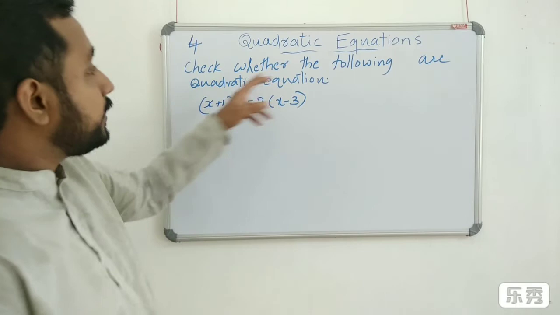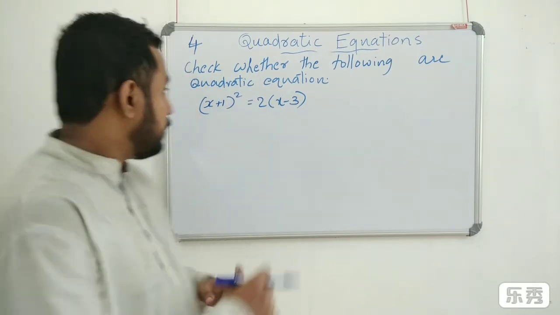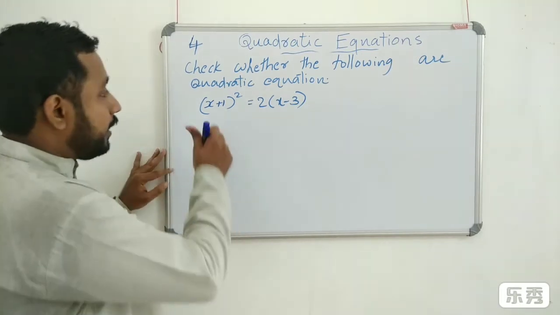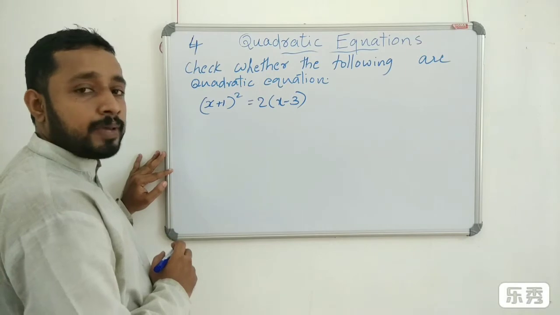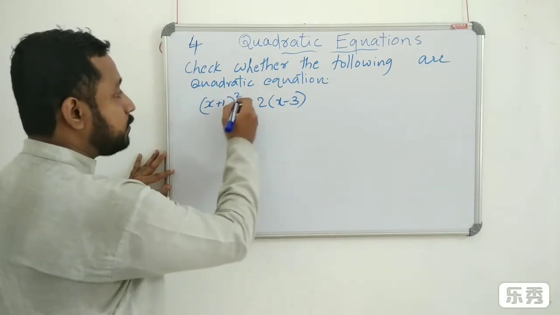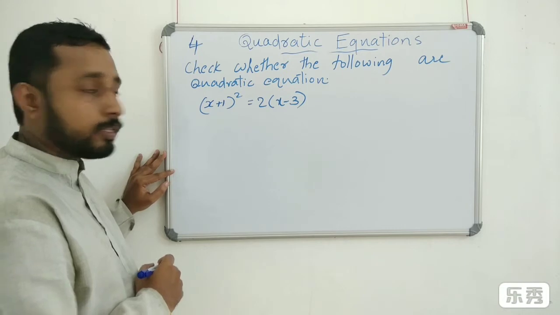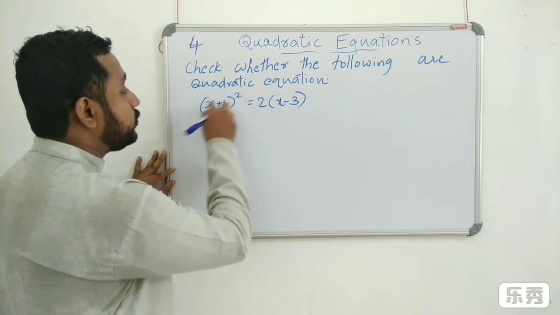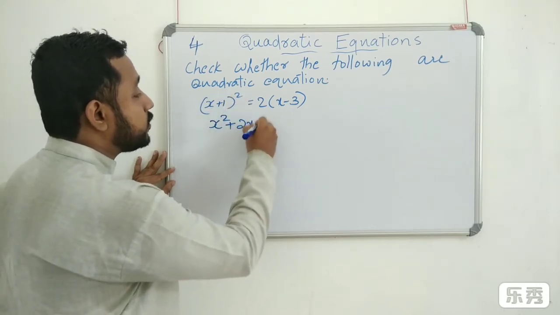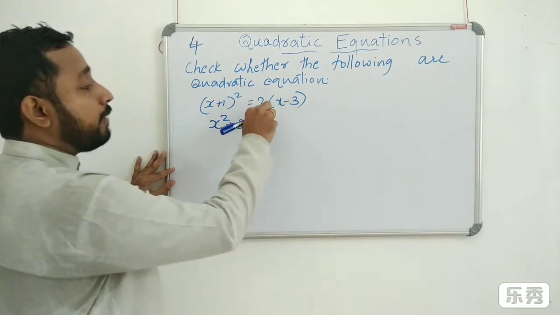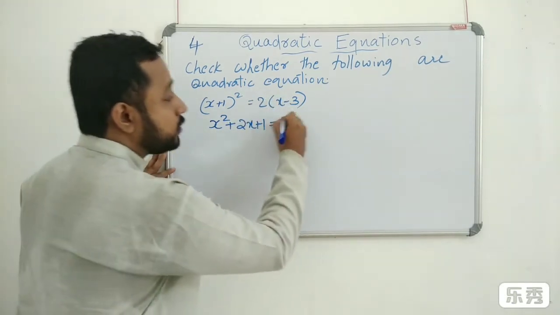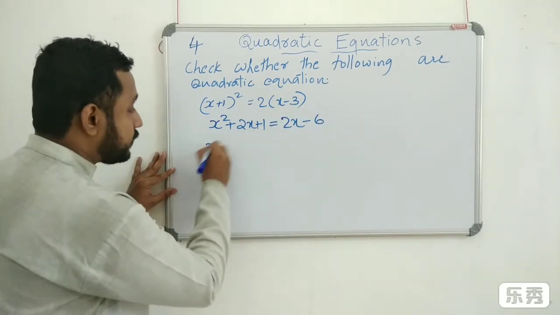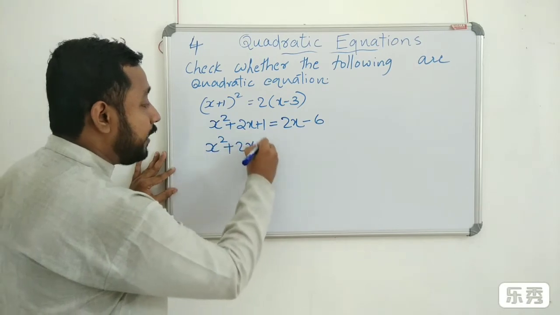Let us check whether the following are quadratic equations. x plus 1 all square is equal to 2 into x minus 3. Here, x plus 1 all square, we can expand like a plus b all square, that is, a plus b all square is equal to a square plus 2ab plus b square. Therefore, x plus 1 all square is equal to x square plus 2 into x into 1, that is 2x, plus 1. This is equal to, when we multiply 2 with the bracket, 2 into x is 2x, 2 into minus 3 is minus 6. That is x square plus 2x plus 1.